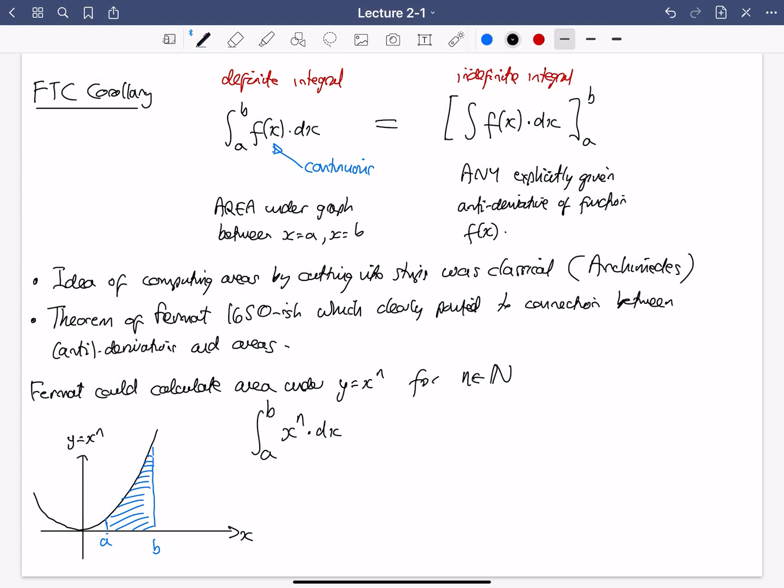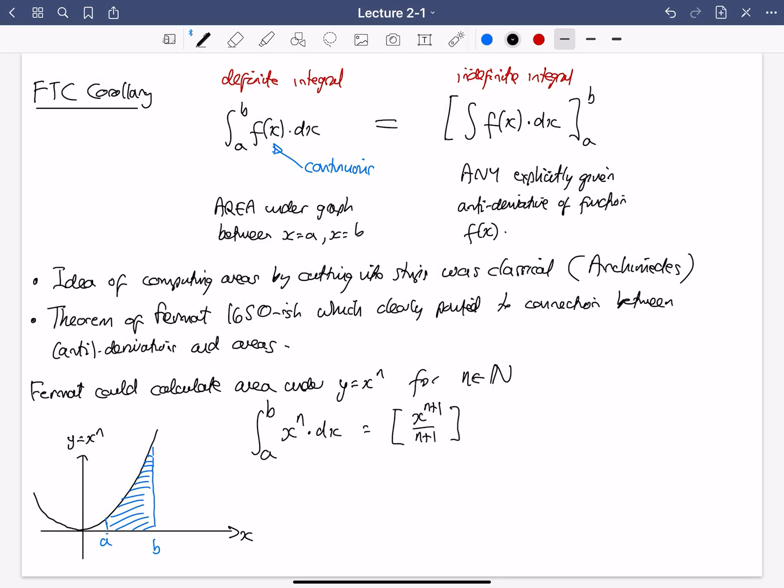So let me see, what are we expecting this to be? Well, we're much luckier than Fermat. We know the fundamental theorem of calculus. So we know this is extremely easy. All we have to do is find an antiderivative for x to the n, which we can do using the inverse power rule.